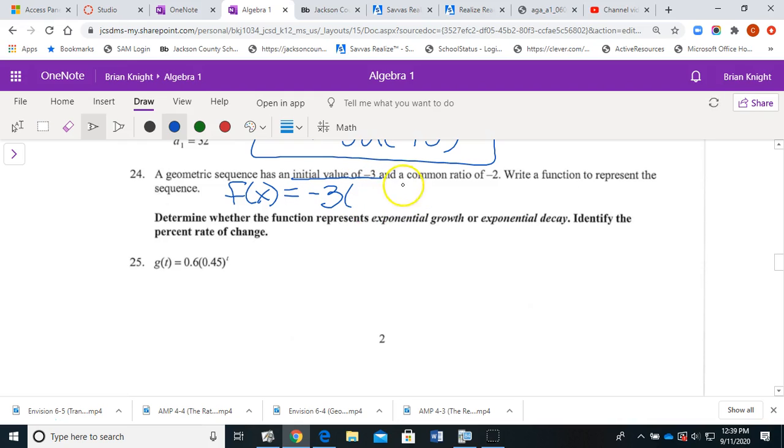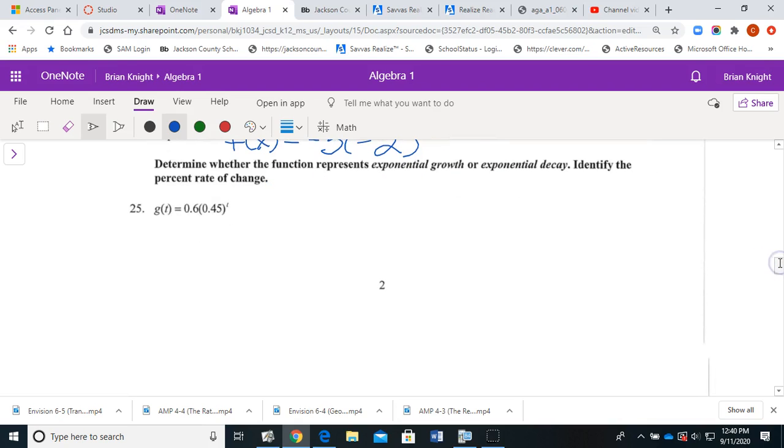Negative 3 times, what's my ratio? To the, well, in my case, it's x minus 1 power. Okay? The only way you can get this wrong is if you use x in one spot and n in the other. That's not the only way, but that's one way. If you use x here, make sure you use x there. If you use n there, make sure you use n there. You can use a c or z, as long as they're the same. Okay? All right.